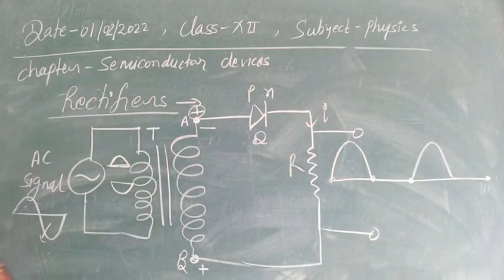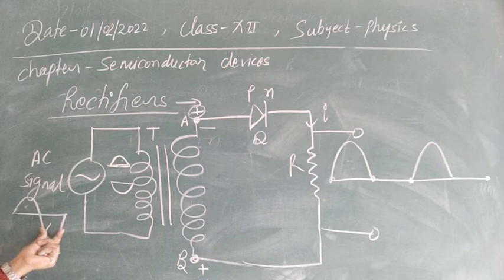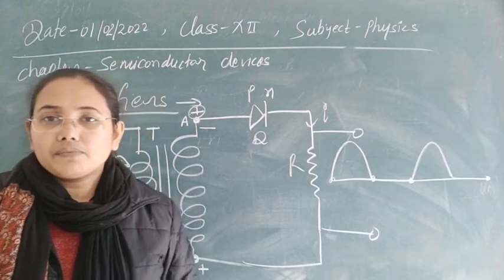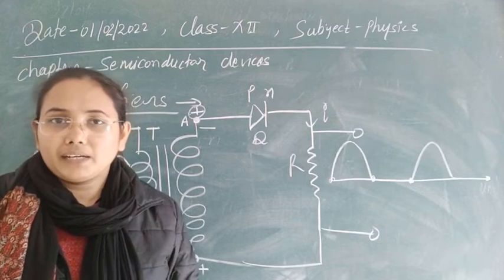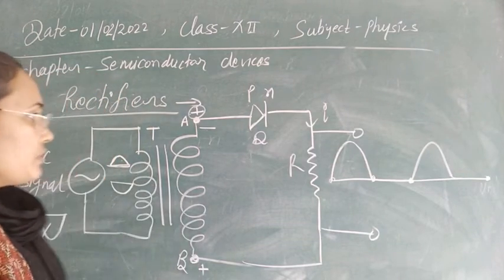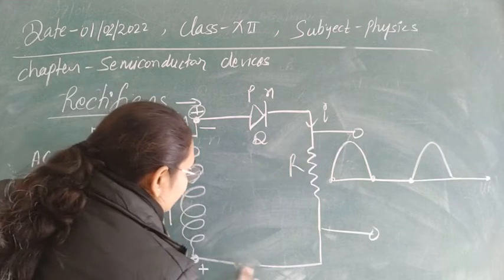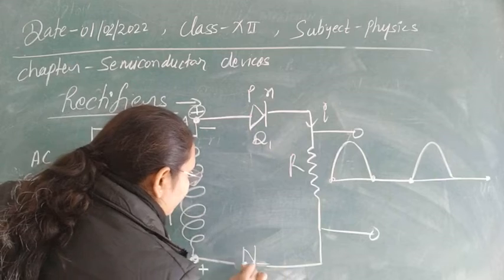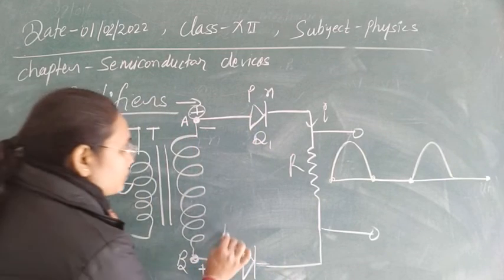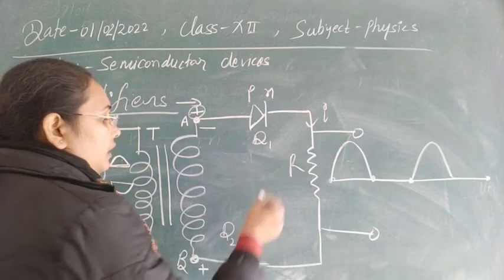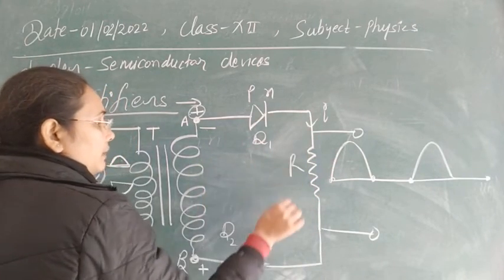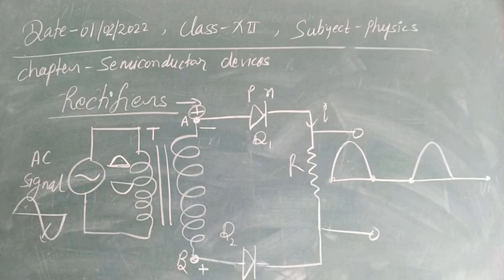Now if we want to put the negative half cycle to useful work too, we have to convert the negative half cycle into a positive half cycle so that the whole signal can be rectified. So we use another construction: in place of only one diode, we now use two diodes, D1 and D2. The load is connected to both of them, and we take the output from here.